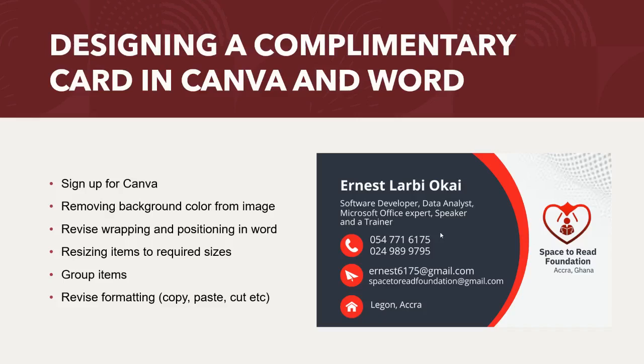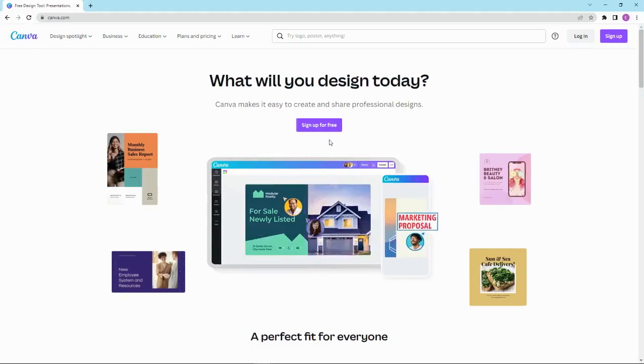In this model, we are going to revise how to wrap text and how to position, as we did in our previous lesson. We are also going to learn about resizing the picture to its correct size. We are going to group items, and also revise our basic format and how to copy paste and stuff like that. So let's quickly go to Canva.